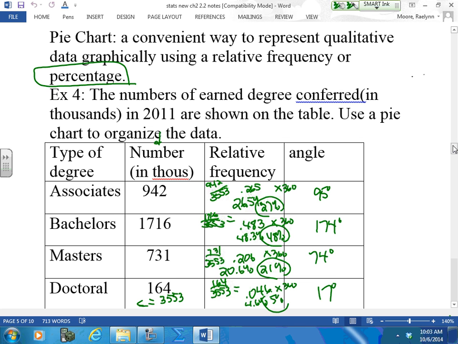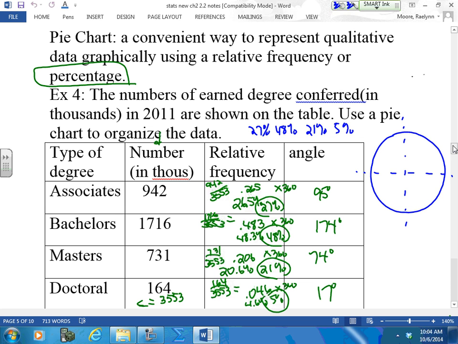Now, here's your percentages. Watch. When you make a circle, and you divide this into quadrants, each quarter is 25%. This is how you work your percents. I've got a 27%, I've got a 48%, a 21%, and a 5%. And these better total up to 100. If they don't total up to 100, then something's wrong. Sometimes they don't exactly total to 100 because you have rounding in here, but they'll be real close.